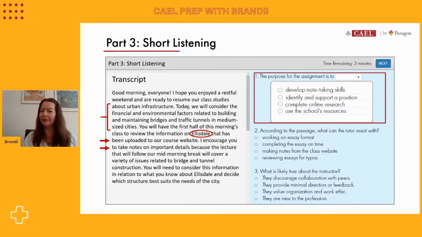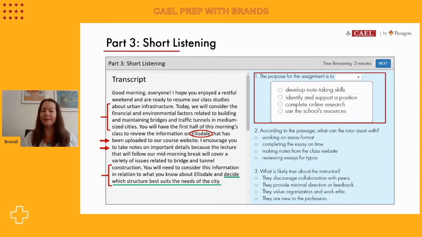So again, an efficient listener would continue to follow along with the lecture. And shortly after these introductions here, the professor then starts talking a little bit more about what they'll do with this information. So specifically, the instructor says that you're going to decide then for Ellisdale, for the city, which structure, meaning is it the bridge or the traffic tunnel, which structure best suits the needs of the city.